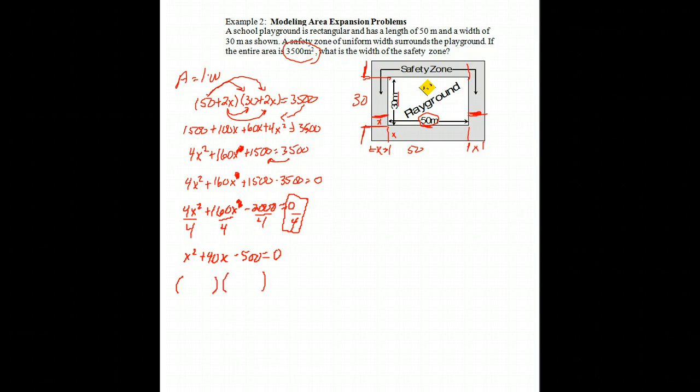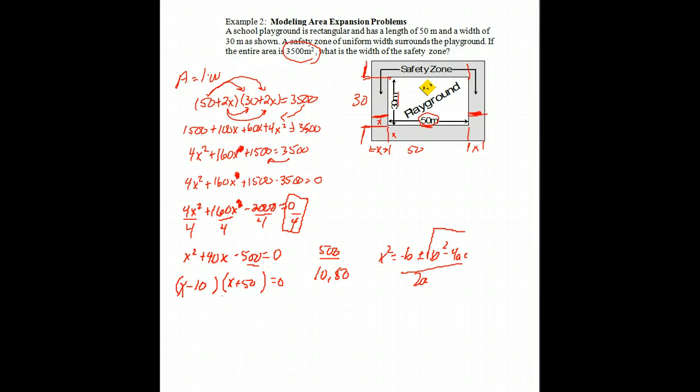And now two factors of 500 will add to give you 40. So factors of 500, well, 10 and 50. Now you can still go ahead and use the quadratic formula. So you can go ahead and do that. But factoring should be faster if you know your times tables. Now, they have to add to give me a 40, so the 10 has to be negative, and the 50 has to be positive.